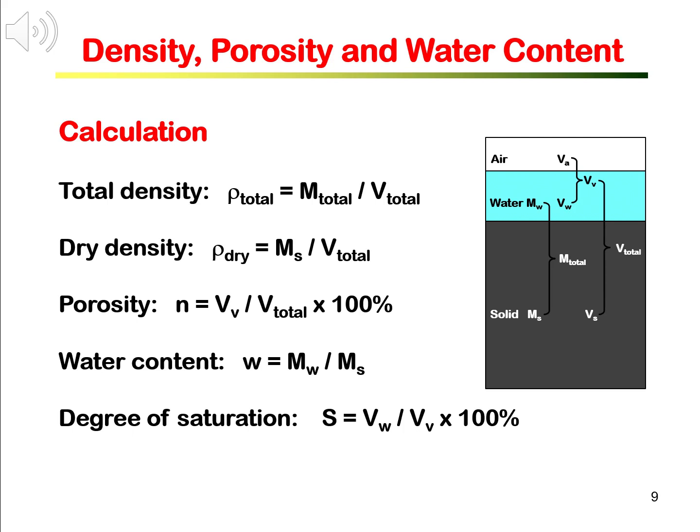Water content represents the amount of water mass in sample, and it is the ratio of water mass to solid mass. Degree of saturation represents the percentage of void filled by water. So it is the ratio of water volume to void volume. 100% saturation means all the void are filled by water.